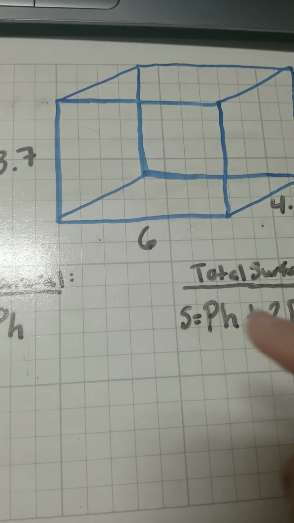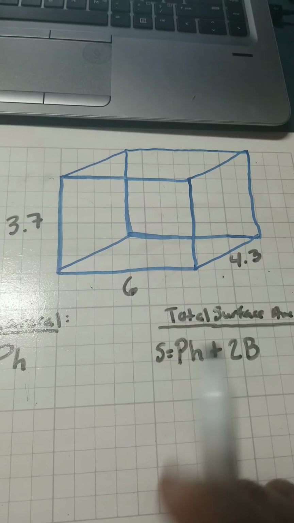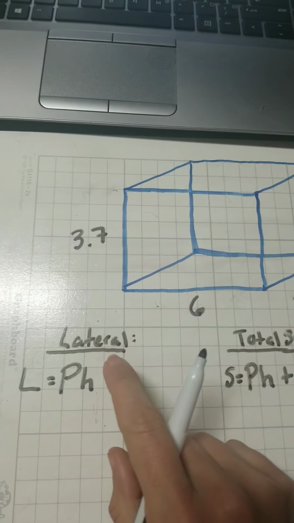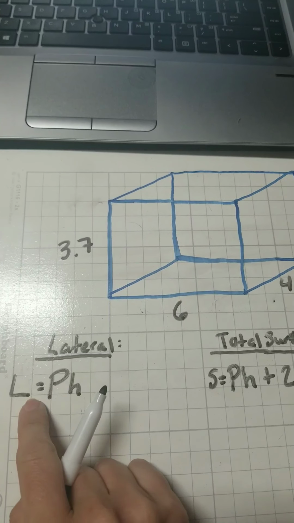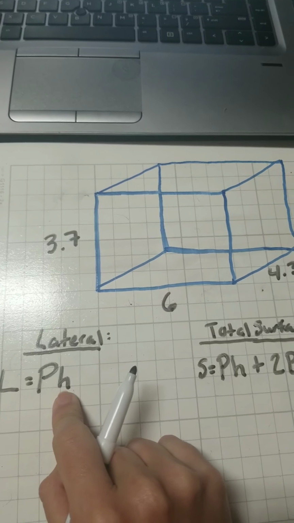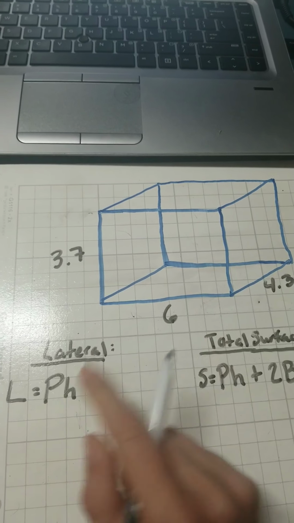Okay, so we're going to do lateral surface area of a rectangular prism and then total surface area of a rectangular prism. So in order to do lateral surface area, we're going to use a formula where lateral surface area is the perimeter of the base times the height. So we're going to identify what is our base and what is our height.